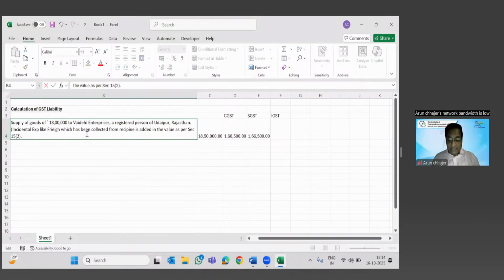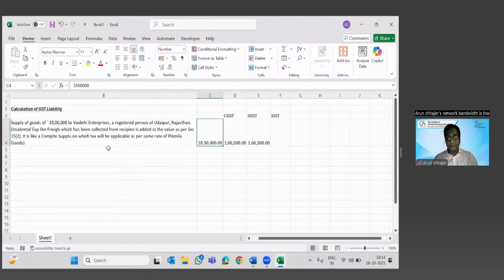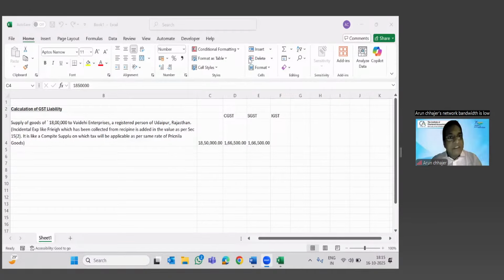I can say it is added in the value and it is like a composite supply, on which tax will be applicable as per the same rate of principal goods or services, whatever. Maybe they can say the freight charges is 5% and value of the goods is chargeable to 18%.